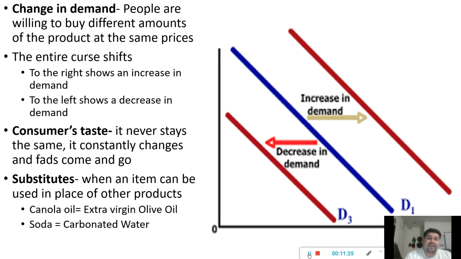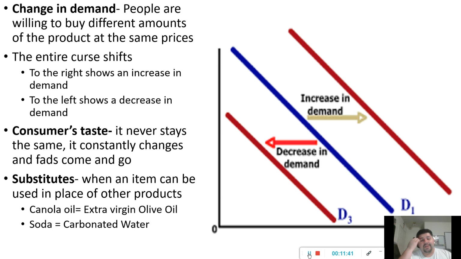Canola oil will go the opposite way. It's going to decrease, and that's going to cause less people to buy it. Okay. Want another example? Let's do one.